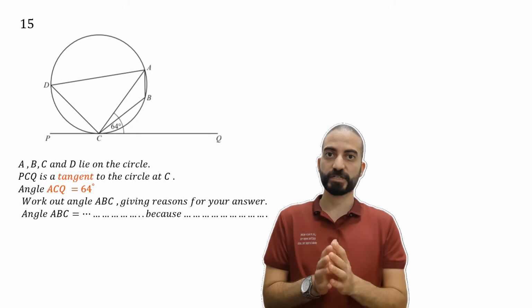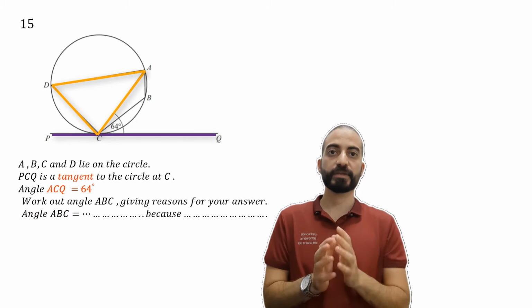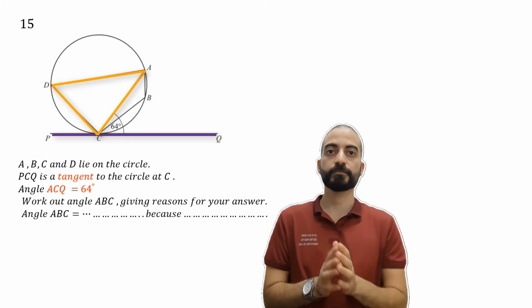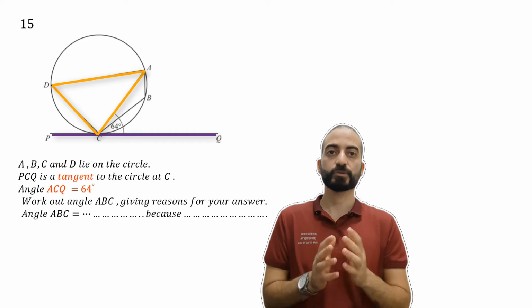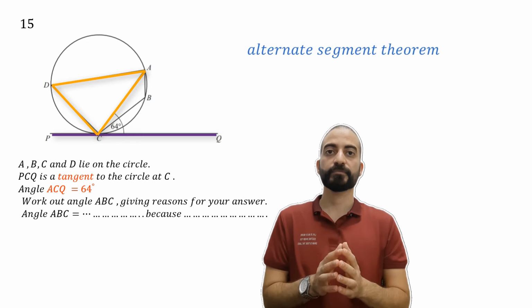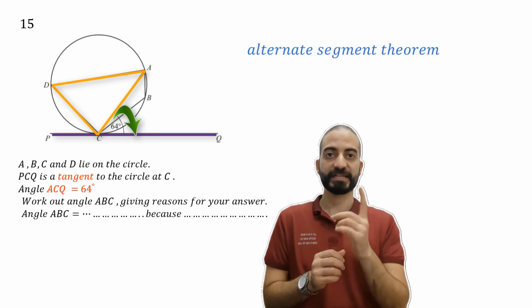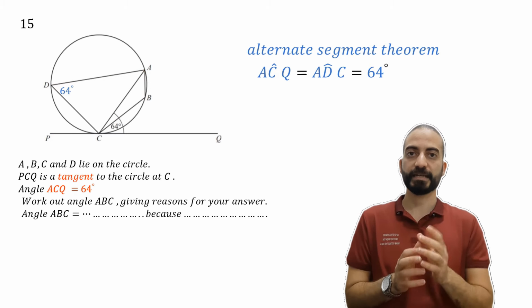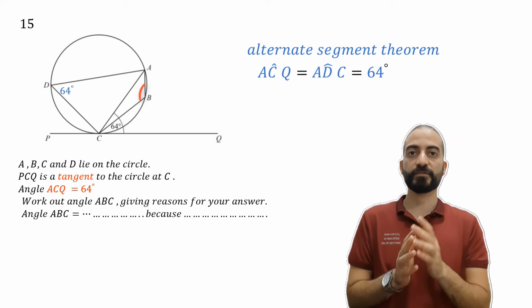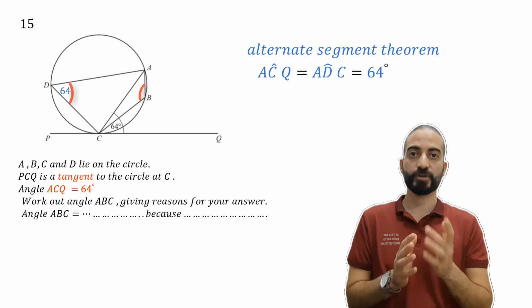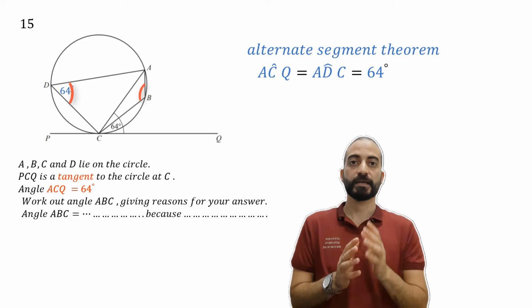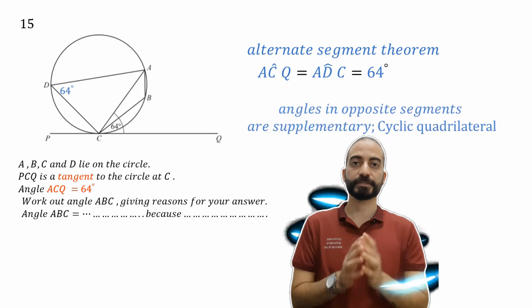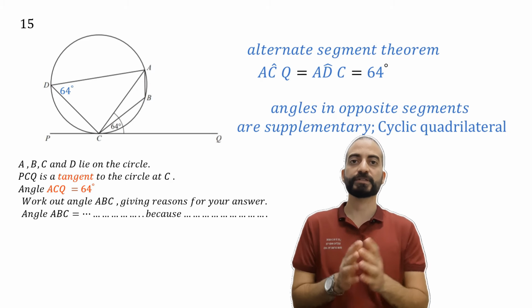When we have a tangent and we have this form in front of us, which is a triangle, then according to the alternate segment theorem, we can conclude that this angle equals this angle. As we notice that angle ABC is opposite to angle ADC, we have a theorem that says that angles in opposite segments are supplementary, cyclic quadrilateral.